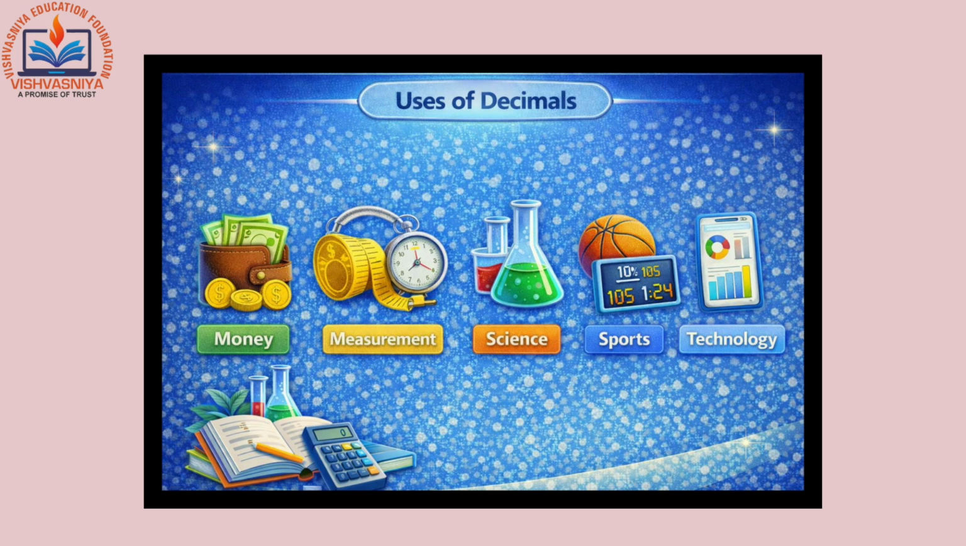Money such as 45.75 rupees. Measurements such as 1.75 meters. Sports timings such as 9.58 seconds. Therefore, decimals are extremely useful in everyday calculations.